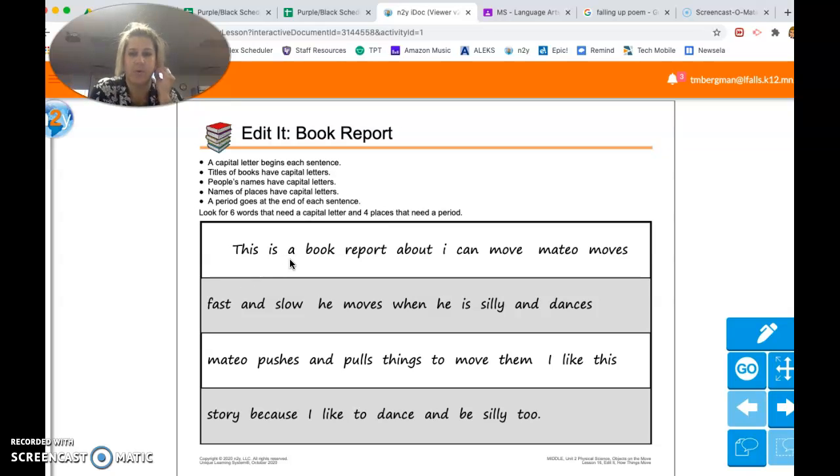This is a book report about I Can Move. Mateo moves fast and slow. He moves when he is silly and dances. Mateo pushes and pulls things to move them. I like this story because I like to dance and be silly too.